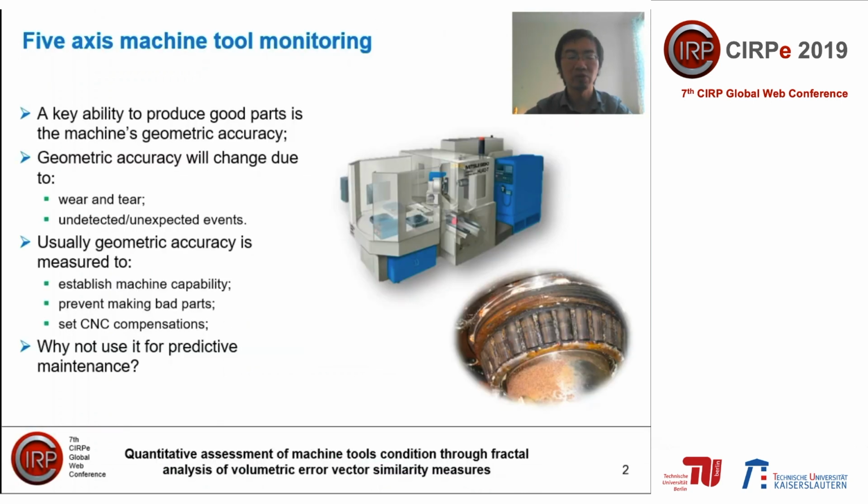5-axis machine tools have been widely applied in modern manufacturing owing to their great capability in manufacturing complex parts. The key ability to produce good parts is the machine tool's geometric accuracy. Geometric accuracy can change due to factors such as wear and tear, and also undetected, unexpected events. Therefore, geometric accuracy is frequently measured to establish machine capability, to prevent making bad parts, and also to set CNC compensations. Then here comes one question. Can we use this for predictive maintenance?